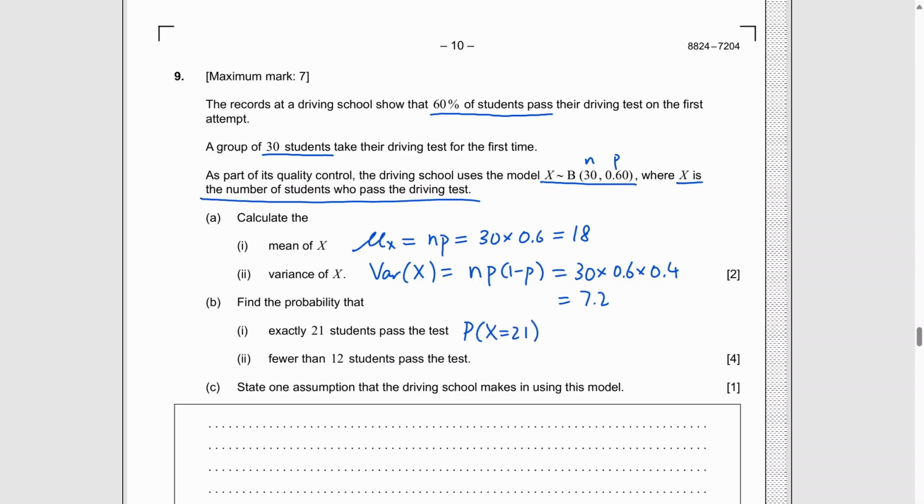Part B. Find the probability that X is 21. By calculator again. Second part. Probability of X smaller than 12. That means X is less than or equal to 11. Be careful. The upper bound set on your calculator is 11 here. Part C. Mention one assumption. Test results are independent.